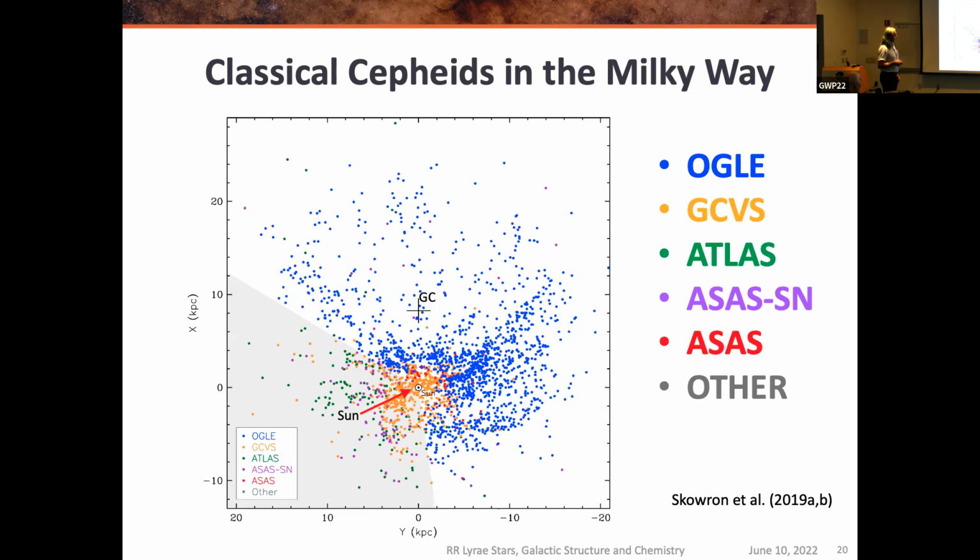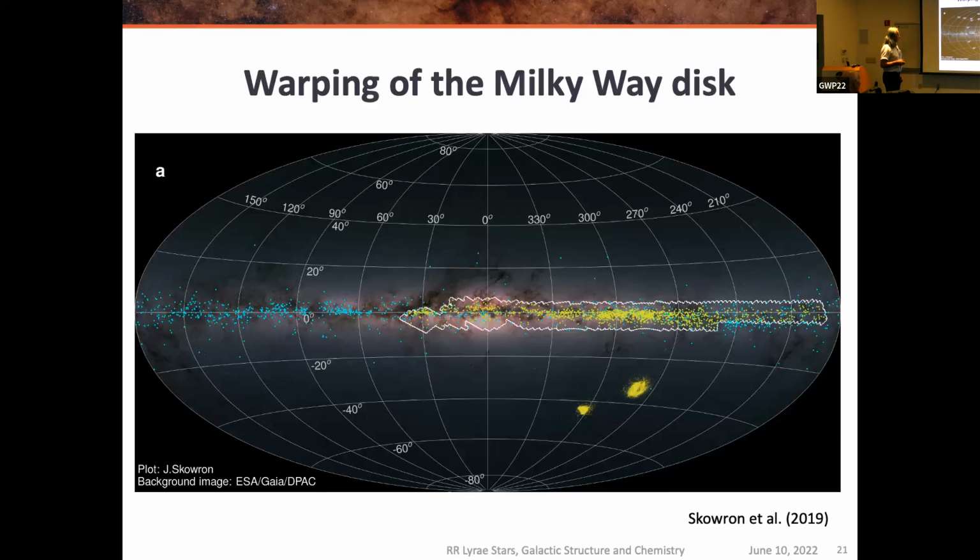And this is the result. This is the face-on view of our galaxy. Here is the sun and the galactic center. And these blue points are classical Cepheids identified by OGLE. Other colors indicate other catalogs. And I think it's well visible that we significantly increased the number of known classical Cepheids, especially for larger distances from the sun. And we use these Cepheids to prepare the most accurate 3D map of the disk of our galaxy.